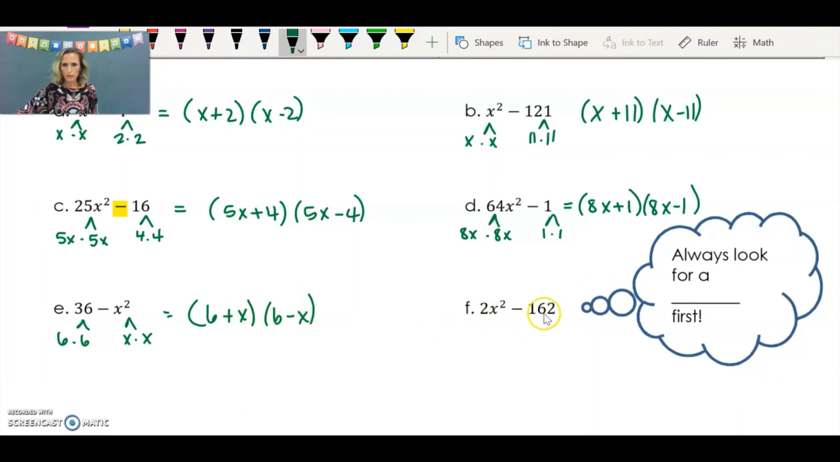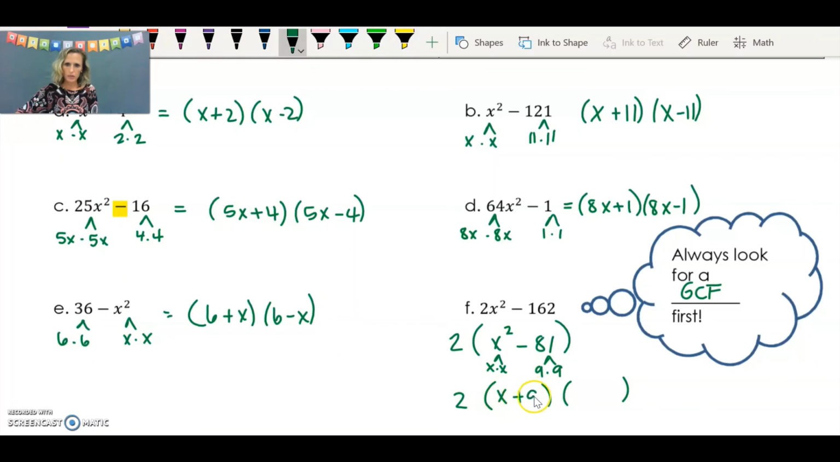And then finally here we have one with a GCF. So always look for a GCF first in any factoring problem. We can divide both of these by 2, so we'll bring out a GCF of 2. Inside our parentheses we'll have x squared minus 81. And then we'll continue factoring what's inside here, leaving the greatest common factor on the outside. So here we've got x times x and 9 times 9. On the outside we'll have the 2, and then we'll break this down into two binomial factors, x plus 9 times x minus 9.